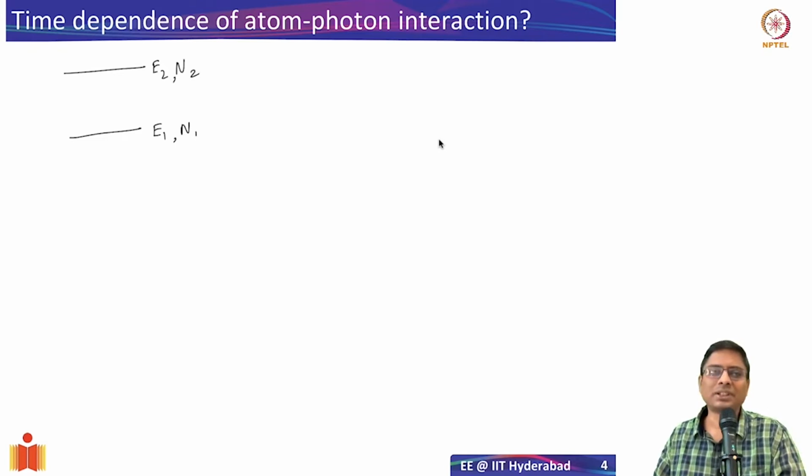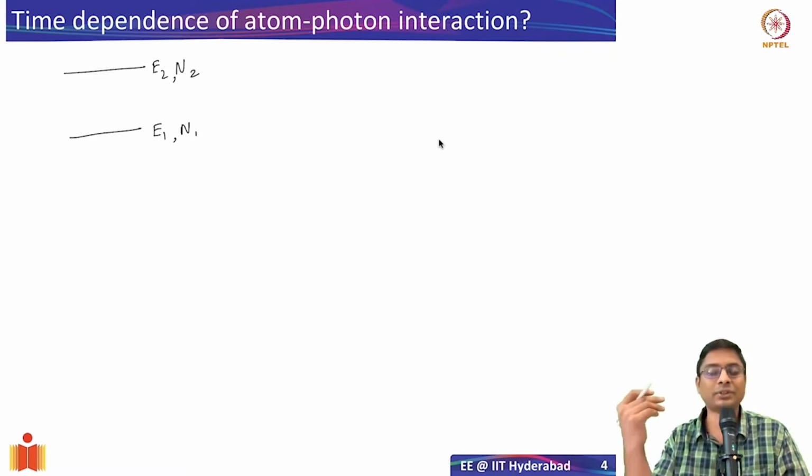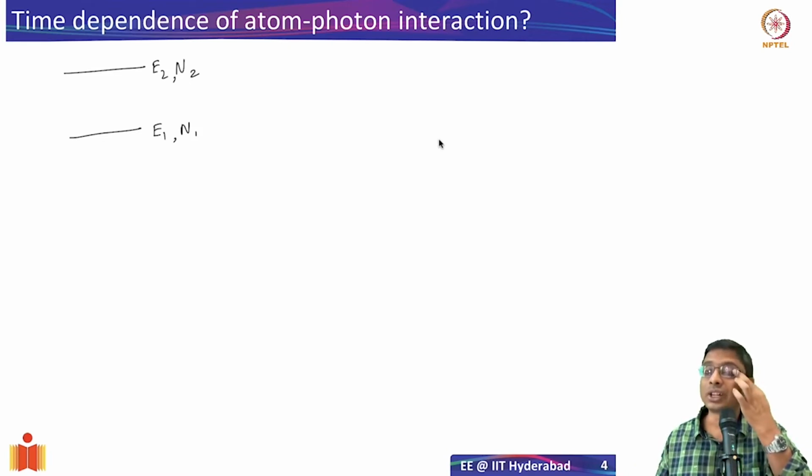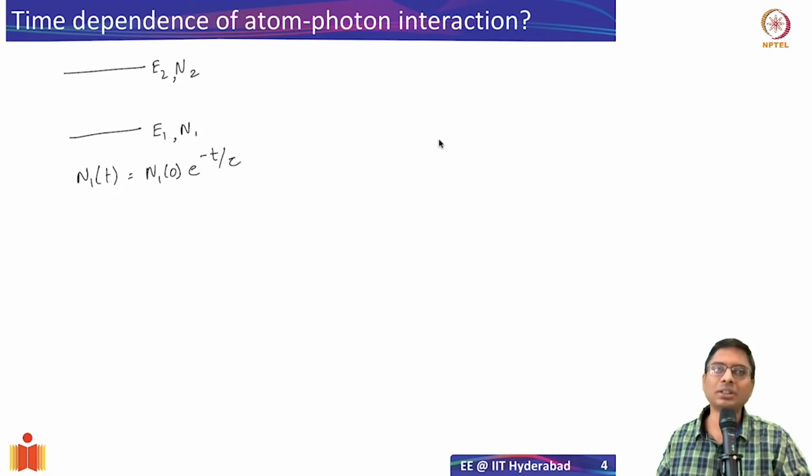If you look at any particular Einstein description, you will see that, let's say, we start with some initial number of atoms in the ground state. So there's N10, and you shine light. You will see that absorption happens, and Einstein coefficients are there. So we can write N1 of t, the population of state 1, as a function of time. I can write it as N10 times exponential minus t by tau. Tau is my time constant, 1 over A21.